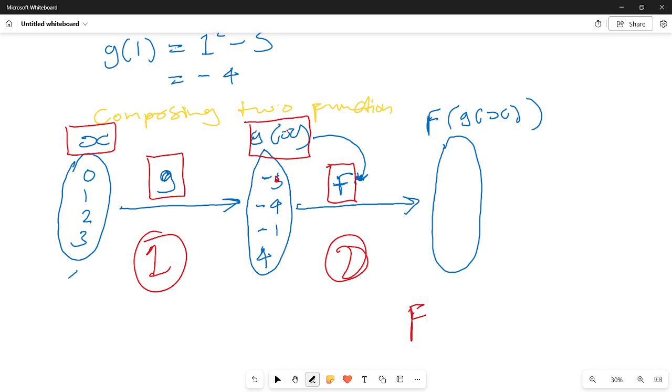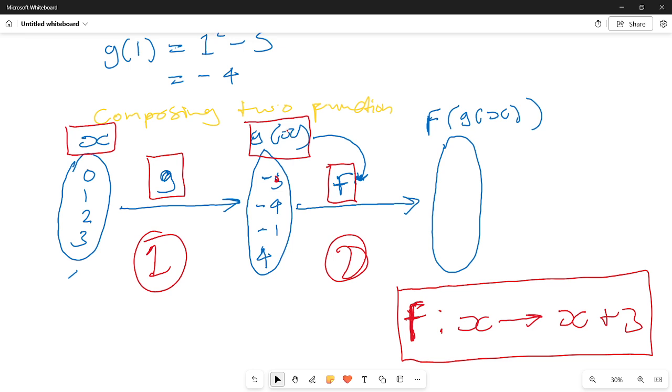So if we have x plus 3 as our f, I'll write this as f is a function such that x is mapped to x plus 3. So I can write the same function like this. So what will happen is that we'll get these numbers and substitute into this function.